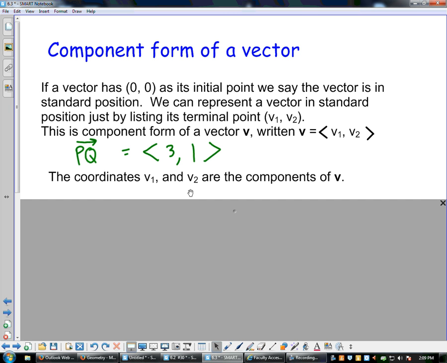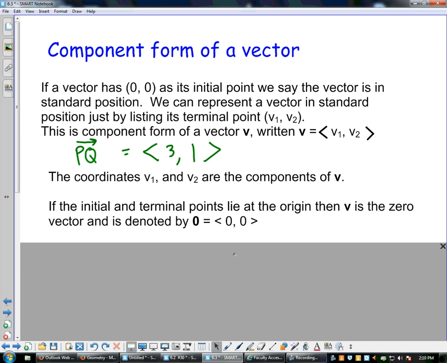RS, we could still write it in component form, but we would have had to slide it over and put it right over PQ to do that. Does that make sense? Hold that thought. All right, the coordinates V1 and V2 are said to be the components of vector V. So in this case, V1 would be 3, V2 would be 1. Those are said to be the components of vector V.